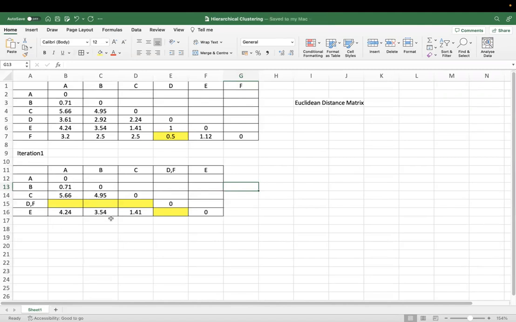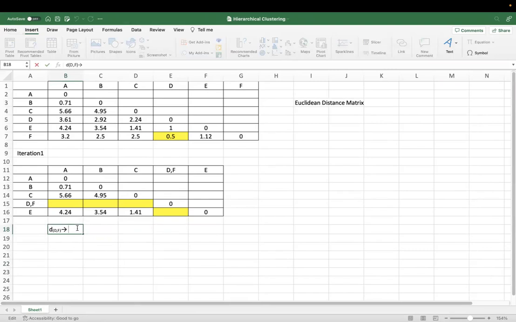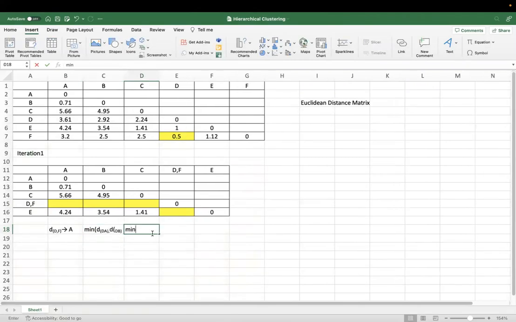Now we need to find the distance between DF and A. Distance between D comma F to A, right? We have to find the distance between DF and A, this cell. How will you find it? Min of. We are using single linkage, right? Single distance is the distance of D and A, and the distance of D and B. That means min of. What is the distance between D and A?